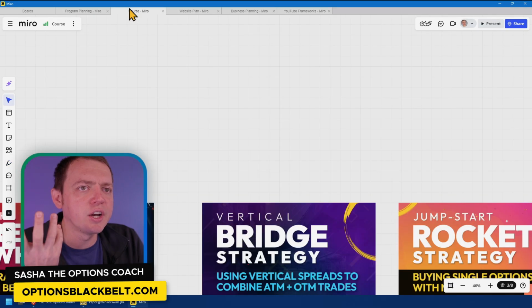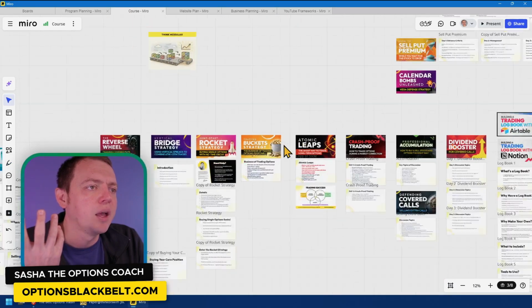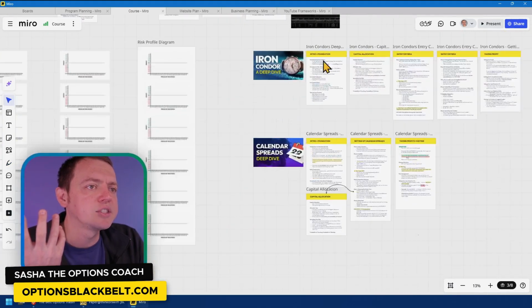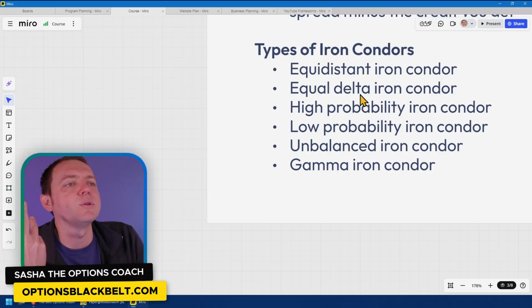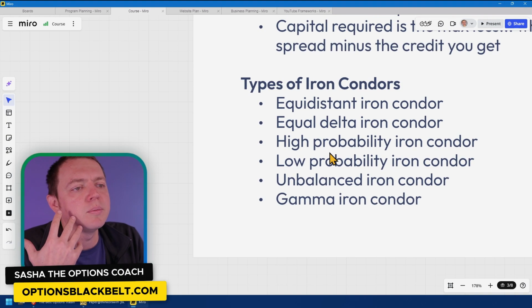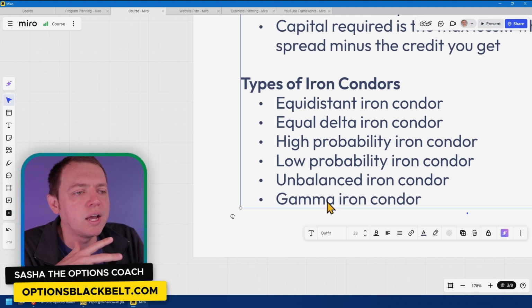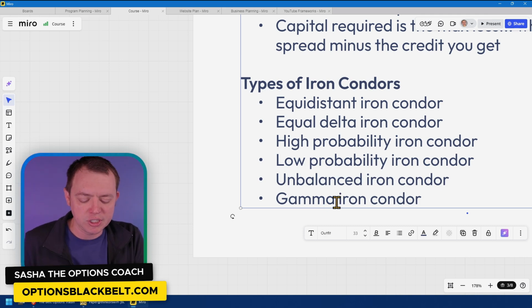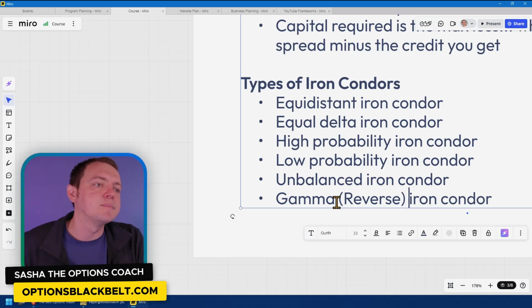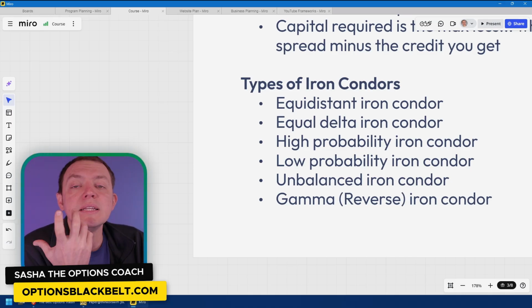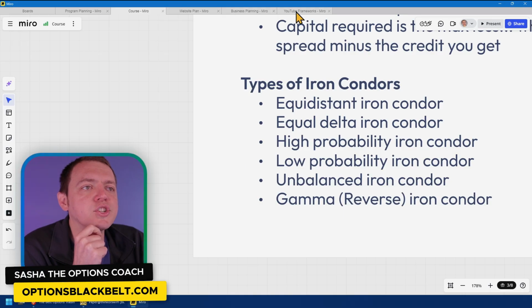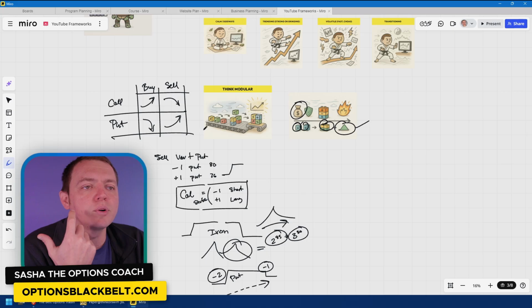Right. So we've actually done an iron condor class not long ago. In that class, we talked about a couple of different iron condors, from equidistant iron condors, equal delta iron condors, high probability, low probability, unbalanced, gamma, also known as reverse iron condors as well. So yeah, there's a ton of different ways to trade things. And really, it just comes down to how do you modularize things based on your own personal needs.